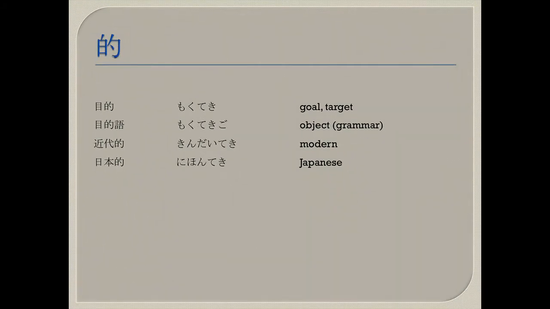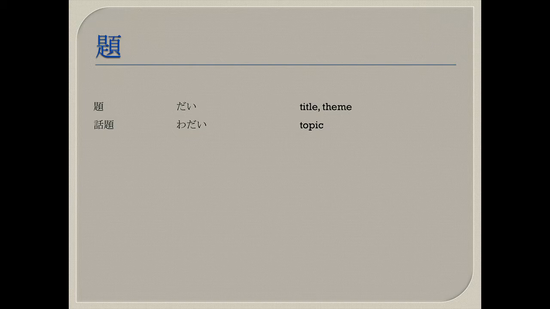This kanji is used in the vocab items mokuteki, which means a goal or a target, mokuteki go, which means an object in grammar, kindaiteki, which means modern, and nihonteki, which means Japanese. This kanji means a title or a theme, and it's read as dai, and it's used in the vocab item wadai, which means a topic.